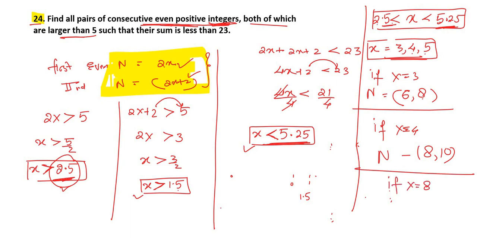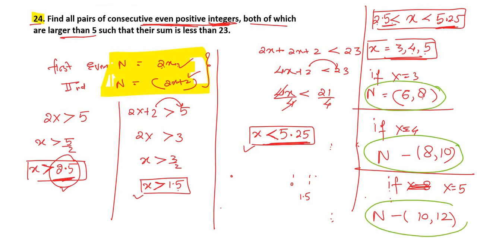Next, if x is 5, what are the possible numbers? 5 twos are 10. So the possible pair will be 10, 12. These are even integers. These are the possible answers: 6, 8, or 8, 10, or 10, 12.